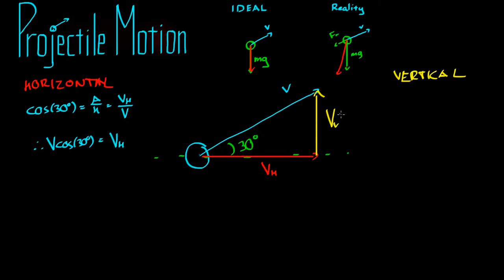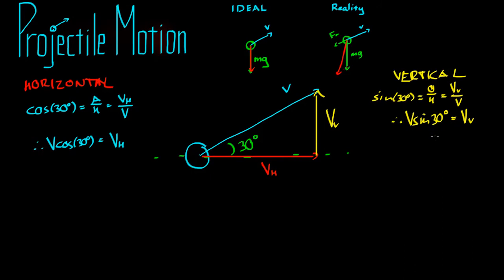And we can use the same reasoning to find the vertical component of this velocity. We have a triangle, so sine 30 degrees is equal to the opposite over the hypotenuse, which is equal to v vertical over v here. Therefore, multiplying both sides by v, v sine 30 degrees equals v vertical.